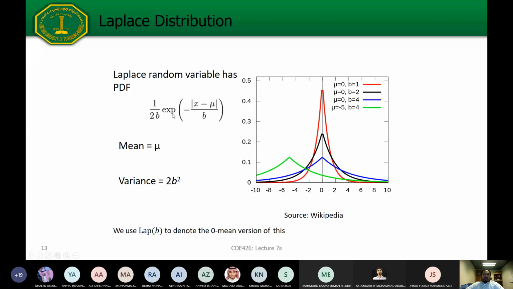It's 1 over 2b times exponential of minus absolute value of x minus mu, where mu is the average, divided by b, which is the scale related to the variance. And we always say Lap(b), right? Because usually we work around the zero mean, so we can drop the mean. Anyways, we're going to come back to this, but I just want to review it with you, to have a common background to start with.